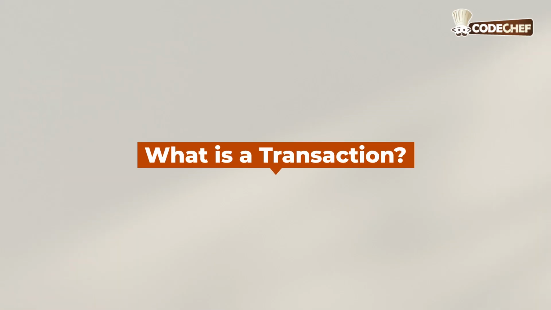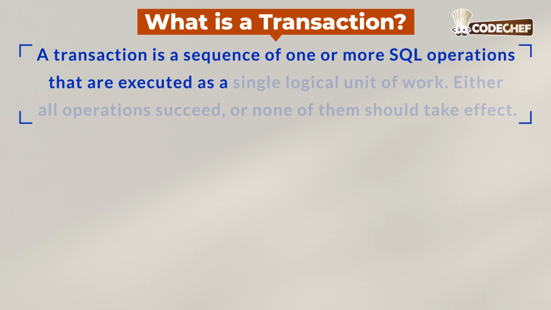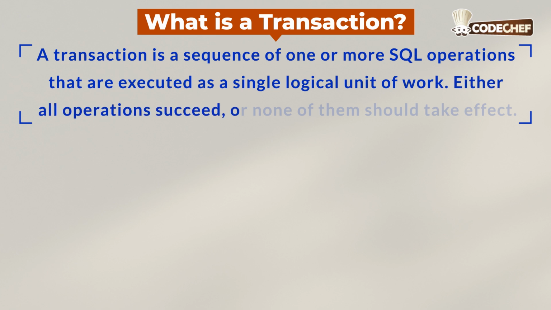What is a transaction? A transaction is a sequence of one or more SQL operations that are executed as a single logical unit of work. Either all operations succeed or none of them should take place. Whenever we are performing any transaction, there can be multiple steps involved in it. So either all those steps should be executed or none of them should take place.